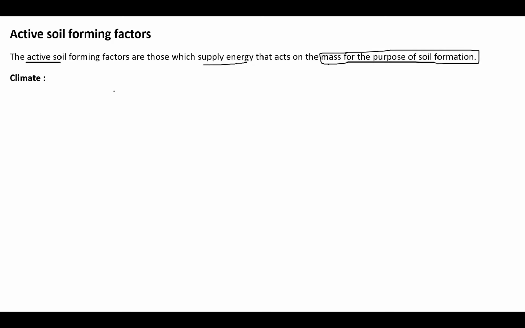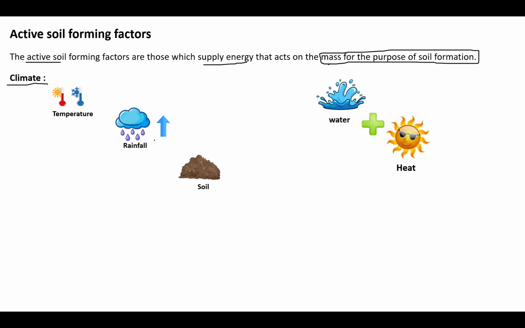In this particular soil forming factor, we are going to discuss climate. Climate is nothing but temperature and precipitation, that is rainfall. These two factors play a very vital role in the soil formation process. Comparing the two, rainfall, that is precipitation, plays the major role. Indirectly, rainfall will supply water, and heat we can get from the sun.